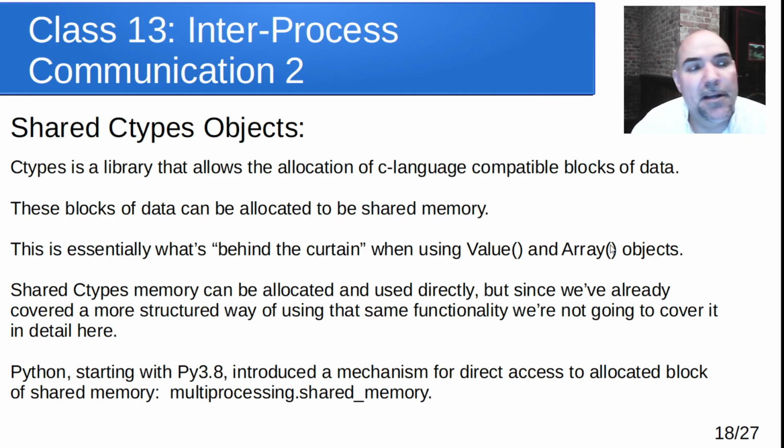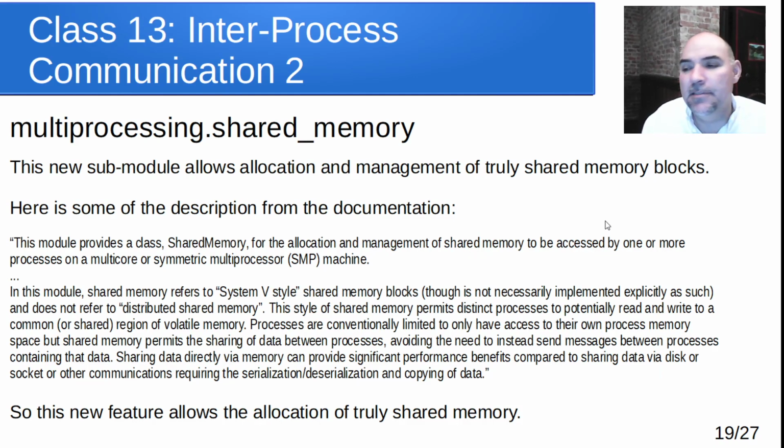And the other reason I'm not going to cover it in detail here is that starting with Python version 3.8, the multiprocessing module introduced a mechanism for directly accessing allocated blocks of shared memory without having to go through C types or these things up here. So we're going to spend just a little bit of time looking at that, and that is multiprocessing.shared_memory. Notice this isn't capitalized. This isn't a class. This is a separate module inside of the multiprocessing module.